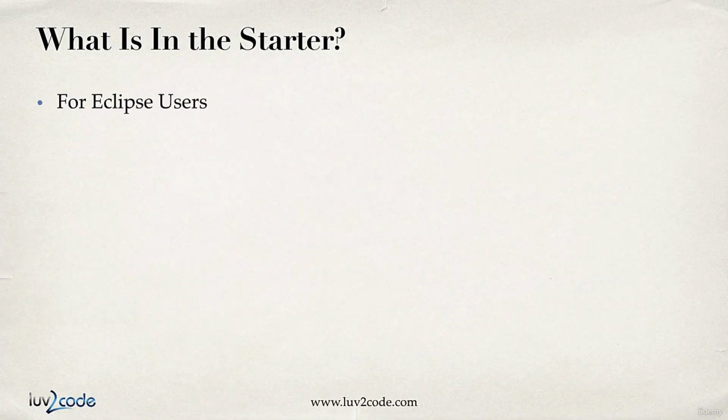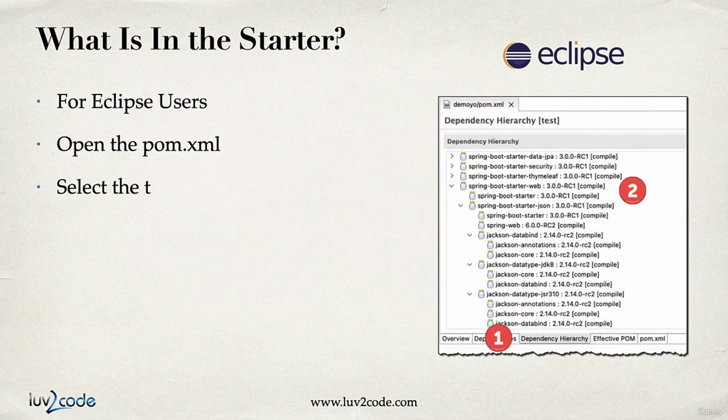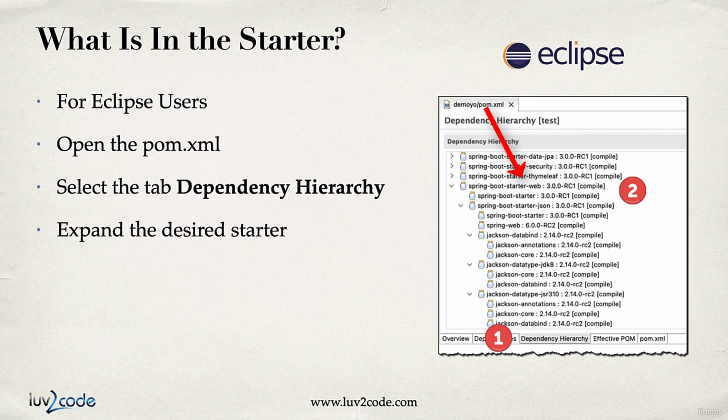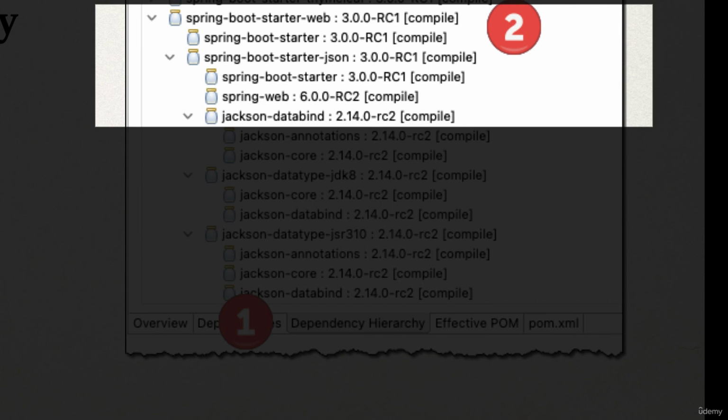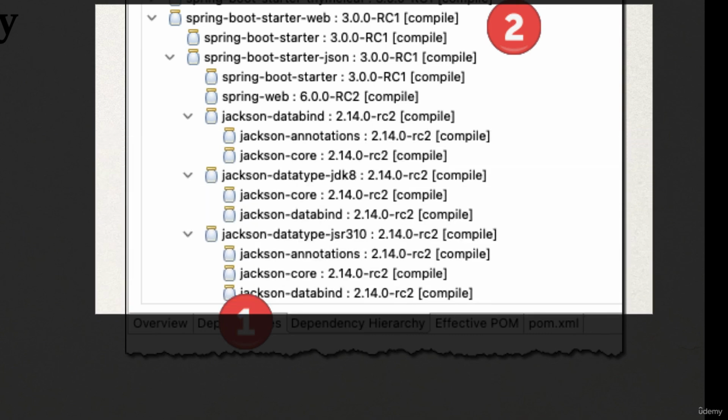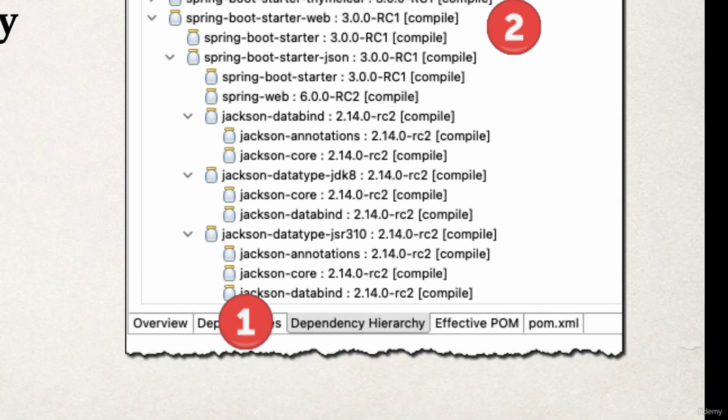For Eclipse users, you open up the pom.xml file, select the Dependency Hierarchy tab at the bottom, and expand the desired starter, and then you'll see the content in that starter. From this screenshot, we can see at the top Spring Boot Starter Web. It includes starter JSON, Tomcat, validator, web, WebMVC, and so on. That's the basic approach you can use to explore the starters and see what's in there.